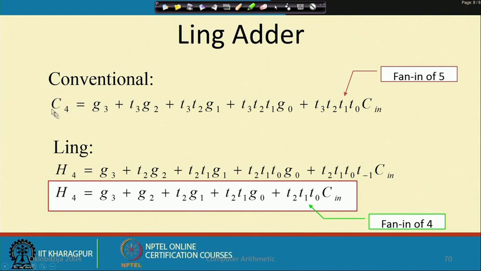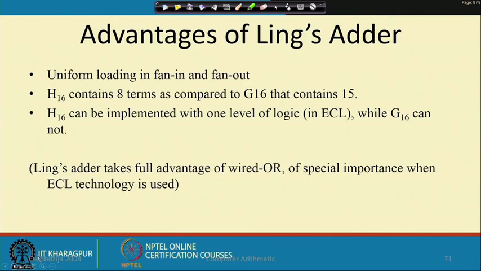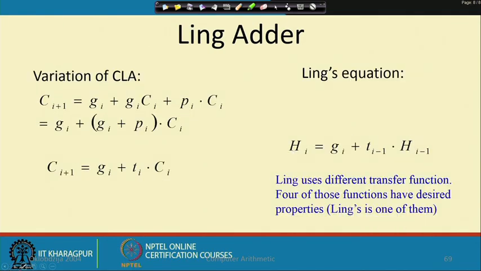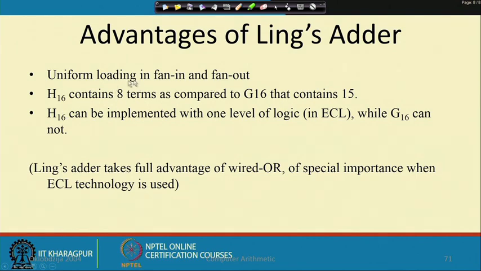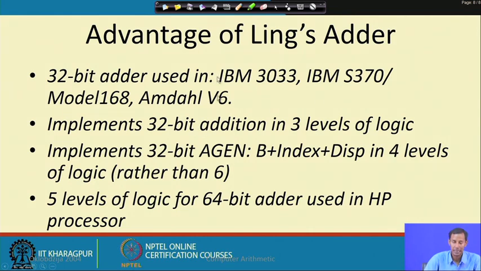So, for C16, according to the CLA, I need 15 terms, but according to this new equation of H, using 8 terms I can compute H16. Then H16 can be implemented with one level of logic, while G16 cannot. So, as I decrease the number of logic levels, I can improve the speed or the operating frequency of the adder design using Ling's equation.